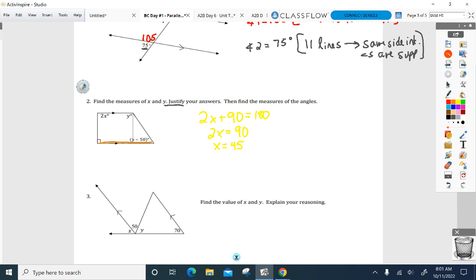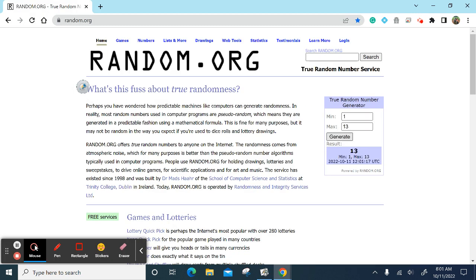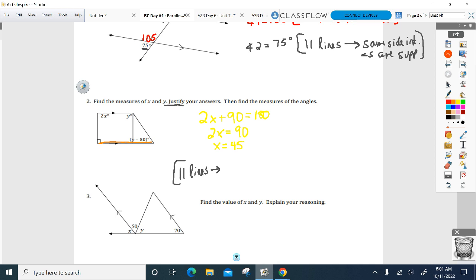Justify. Get in this habit. Ready? Parallel lines imply what? What type of angles were we just working with? The 2x and the 90 were what type of angles? Same side interior angles are supplementary. Good. So that's how I found x.